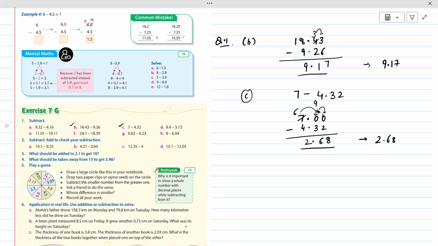Okay, now I'm taking one more question. I'm taking G part, and the remaining questions are homework, and they're very easy.